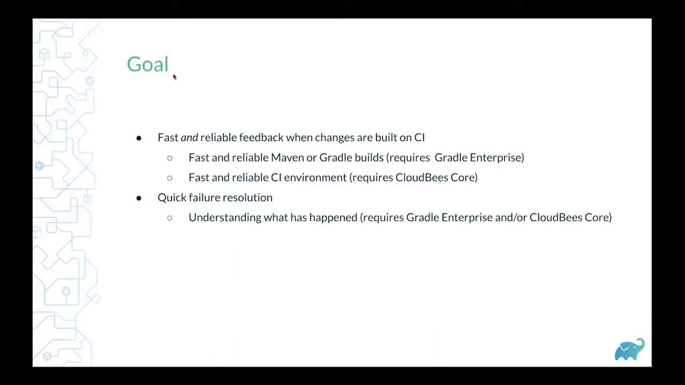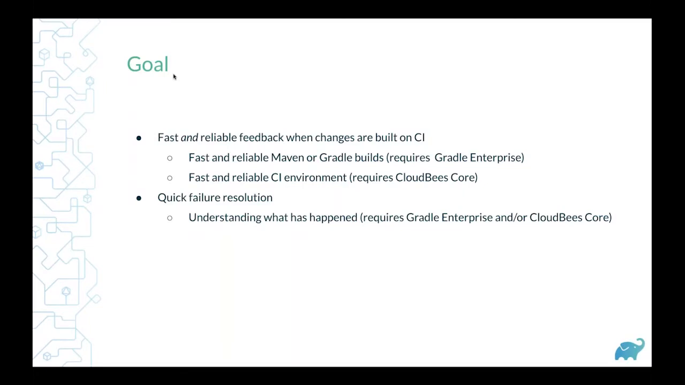Okay, so let's proceed. So what do we want to achieve? Let's leave the dark world behind and see where we can go, because it's absolutely feasible. So what we want is fast builds, but we also want fast feedback, and reliable feedback that we can trust, when things are built on CI, but of course it also applies to local builds. And that implies we want to have fast and reliable Maven or Gradle builds.